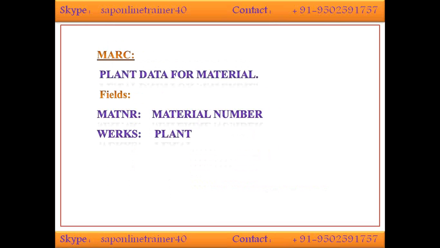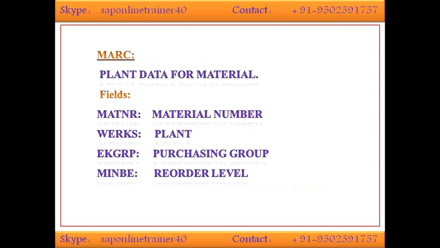And one more field is EKGRP. It's nothing but purchasing group. Purchasing group has authority to purchase the raw materials and store the raw materials in the store locations. EKGRP is nothing but purchasing group. And MINBE, this is another field. It represents reorder level. And what do you mean by reorder level? I think you have an idea on this. And BSTMI, what do you mean by this? BSTMI in the sense minimum order quantity.